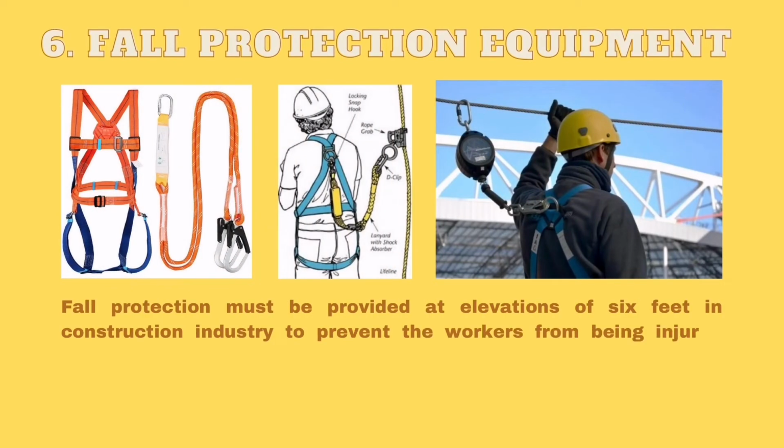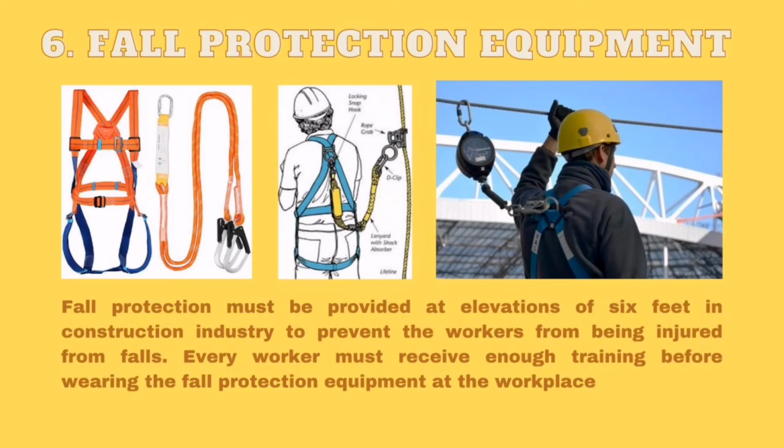OSHA requires that fall protection be provided at an elevation of 6 feet in the construction industry to prevent workers from being injured from falls. Every worker must receive enough training before wearing all the fall protection equipment at the workplace. It is important to ensure that fall protection equipment is free from any damage to prevent any accident before wearing it.